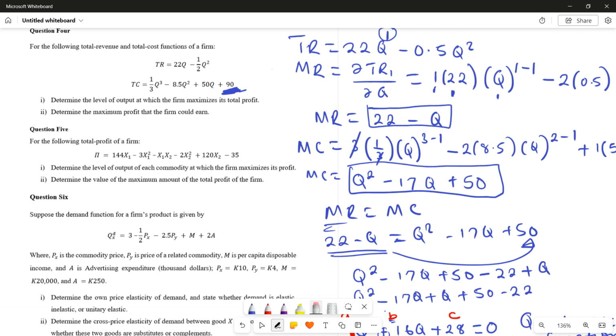Now from those we want to find the profit maximizing output. So guys, you are late. We've already done what is supposed to be done. So you have to wait for the recording for this part.